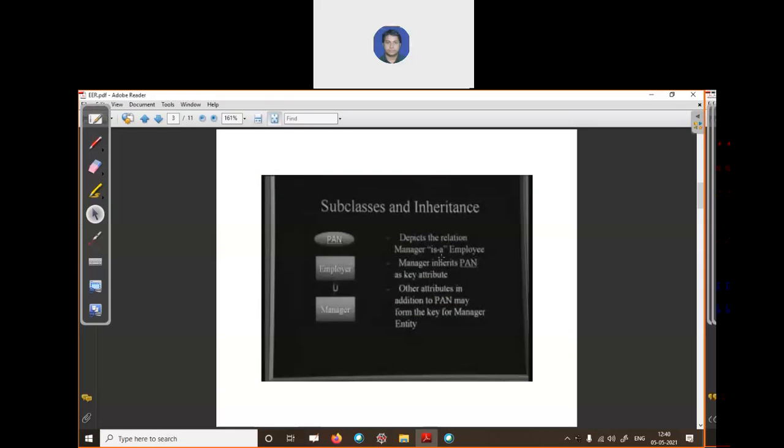This is the depiction or representation of your subclassing and superclassing. By this symbol, you can see a U.